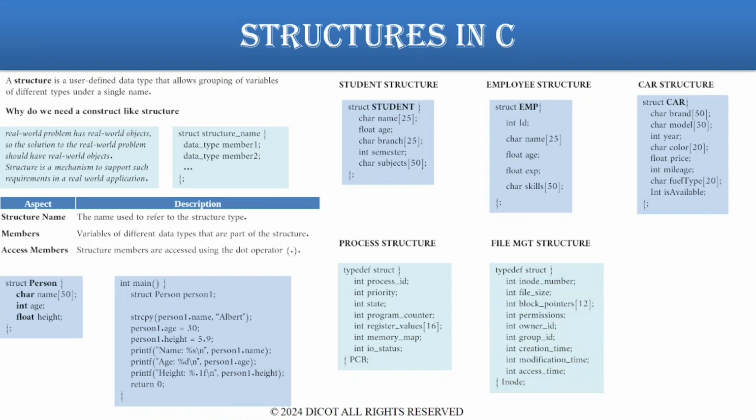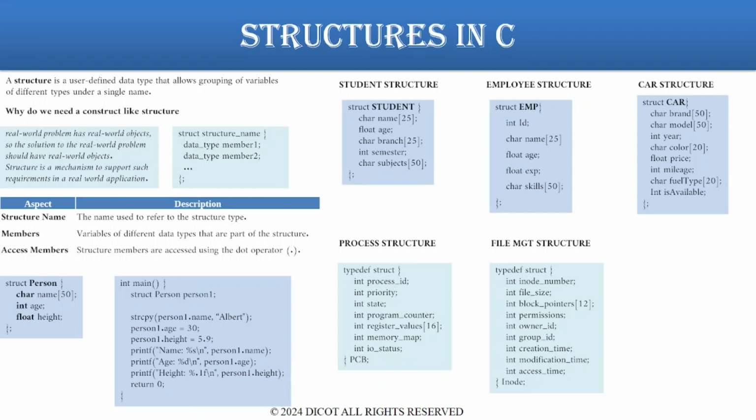Similarly, we have file management structure. To manage files, the operating system often uses structures like the file control block or the inode in Unix file systems. The inode structure contains information about a file. This is the inode structure used by the operating system to manage file info.